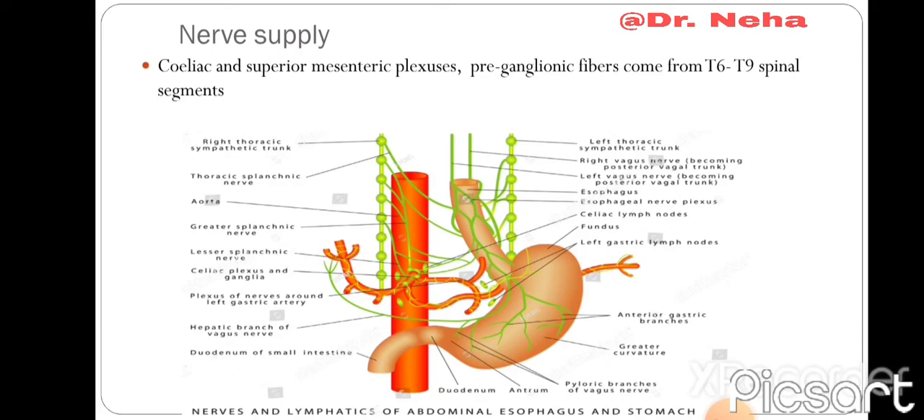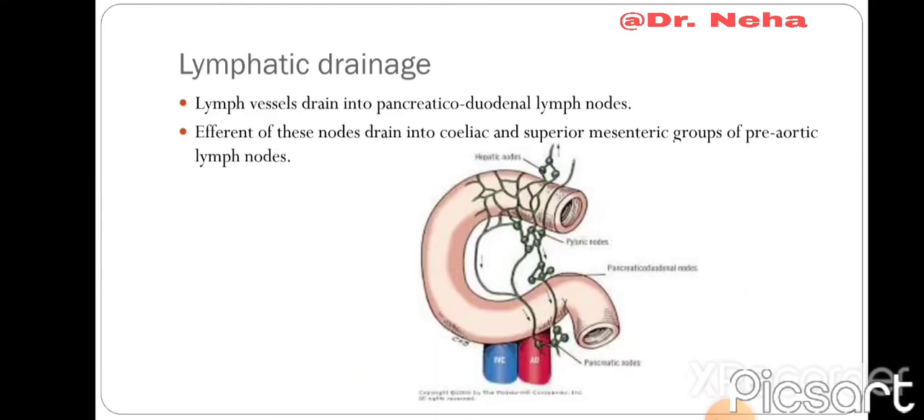Preganglionic fibers arise from T6 to T9 spinal segments. Lymphatic drainage. The lymph vessels drain into pancreatico-duodenal lymph nodes. Efferents of these nodes drain into celiac and superior mesenteric group of pre-aortic lymph nodes.